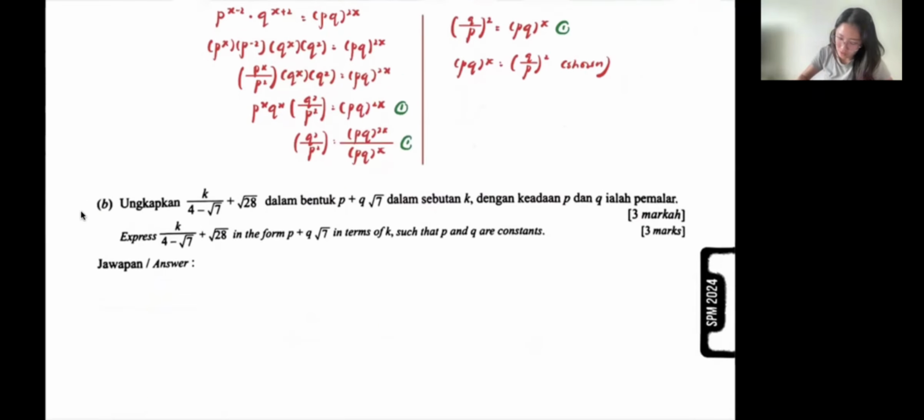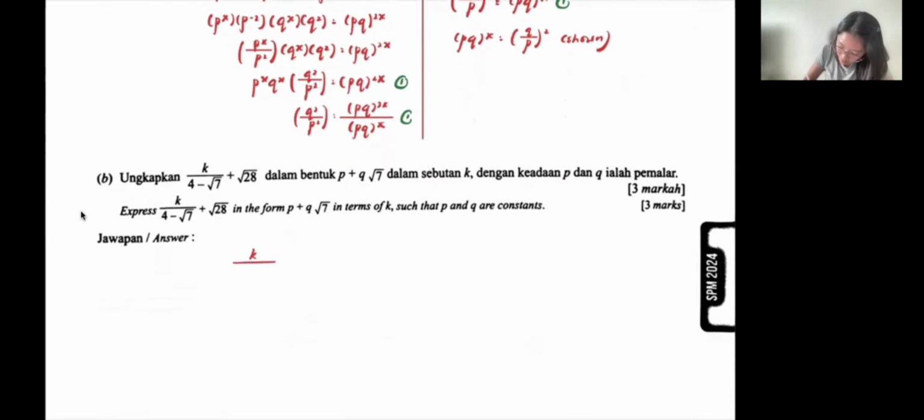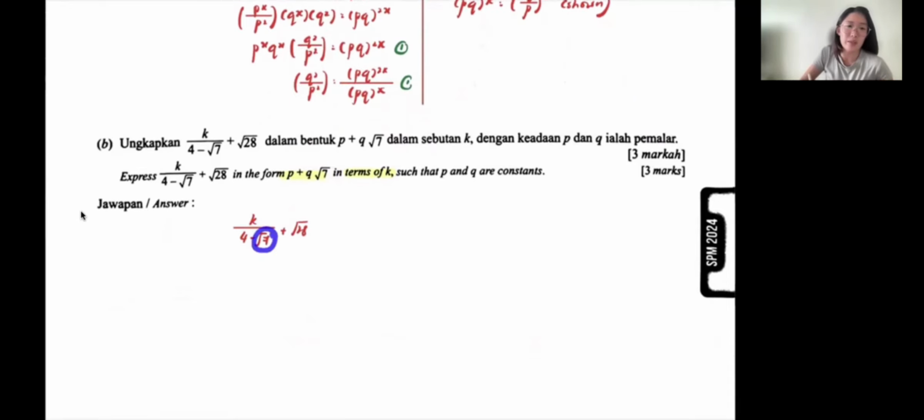Express k over 4 minus root 7 plus root 28 in the form of p plus q root 7 in terms of k. Now guys, in terms of k, meaning your answer has k in it. P and q are constants, meaning they are just numbers. So over here, we have surd at the denominator. Let's rationalize this one by multiplying by the conjugate surd, so k over 4 minus root 7 times 4 plus root 7 over 4 plus root 7, then plus root 28. Root 28 can simplify, actually. It is root of 4 times 7.